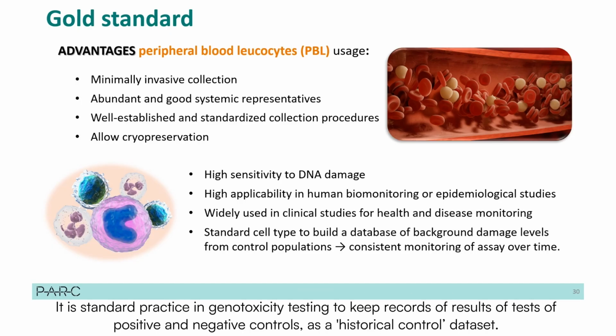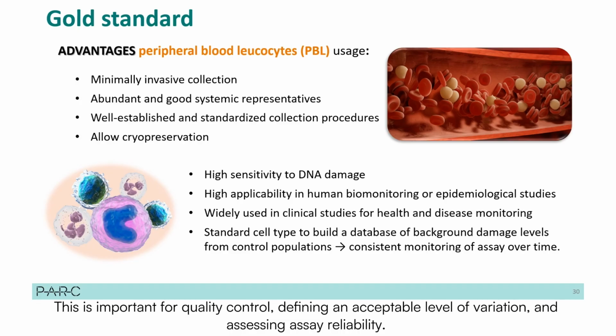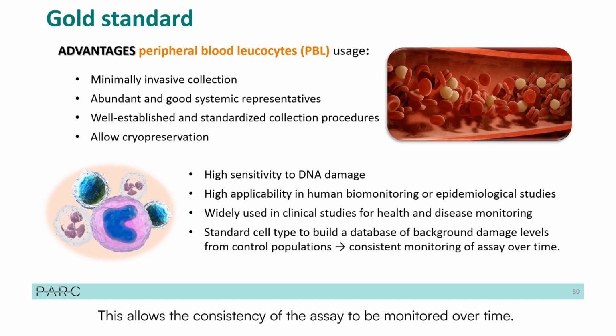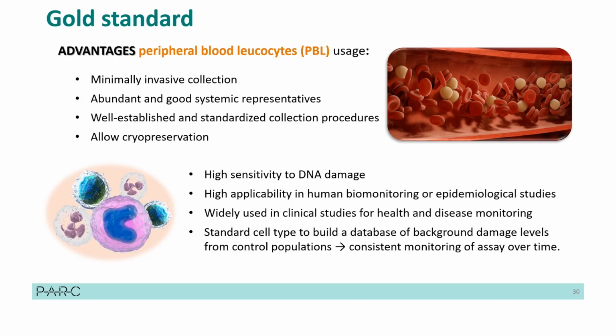It is a standard practice in genotoxicity testing to keep records of results of tests of positive and negative controls as a historical control dataset. This is important for quality control, defining an acceptable level of variation, and assessing assay reliability. In the case of human biomonitoring, it is also important to build a database of background damage levels in peripheral leukocytes from control populations. This allows the consistency of the assay to be monitored over time.